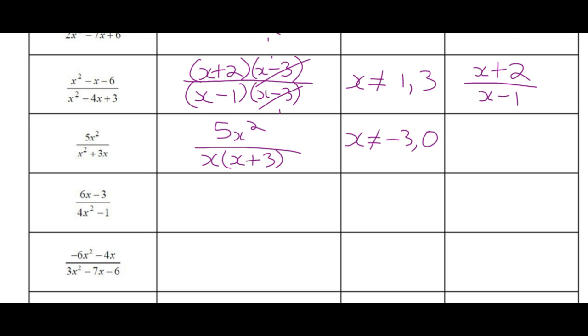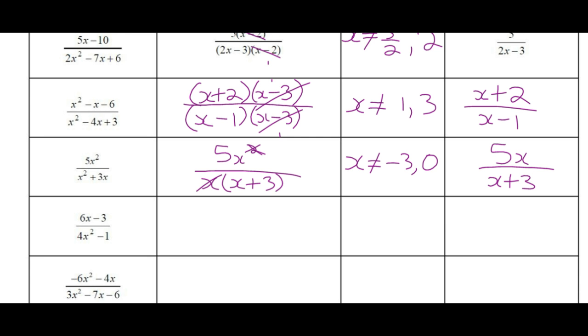Okay, then what? Well, cross off the x, take out the squared. What are we left with? 5x over x plus 3. When we're simplifying, what we're basically saying is this expression here is equivalent to this expression here, for any value of x. So if x is 10, what do you want to work out?